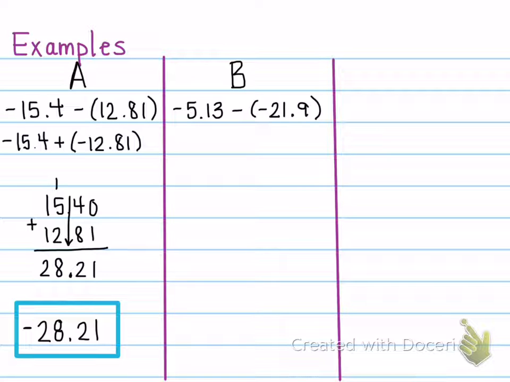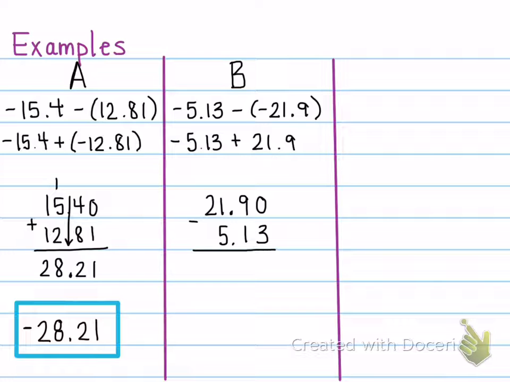For example B, let's try -5 and 13/100ths minus -21 and 9/10ths. Try it out yourself, come back and see how you did. Okay, so the first number stays the same, -5 and 13/100ths. Minus becomes plus, and -21 and 9/10ths becomes +21 and 9/10ths. I'm adding numbers with different signs, so I'm going to subtract, putting the bigger number on the top. Making sure to add the 0 so I have those place values covered.